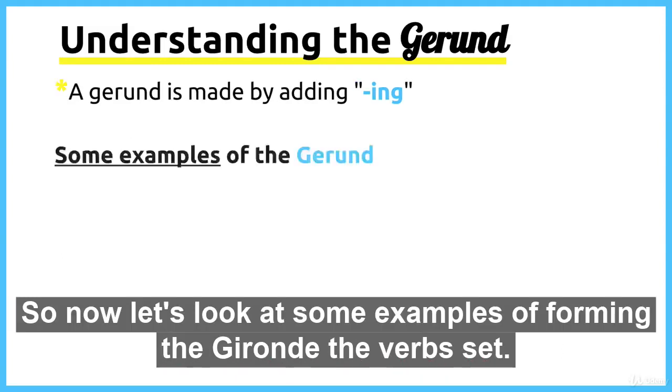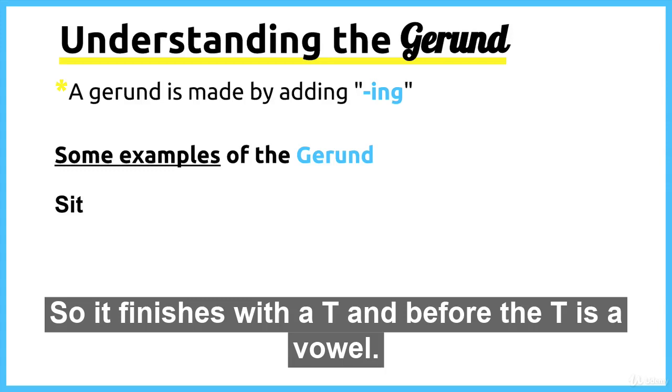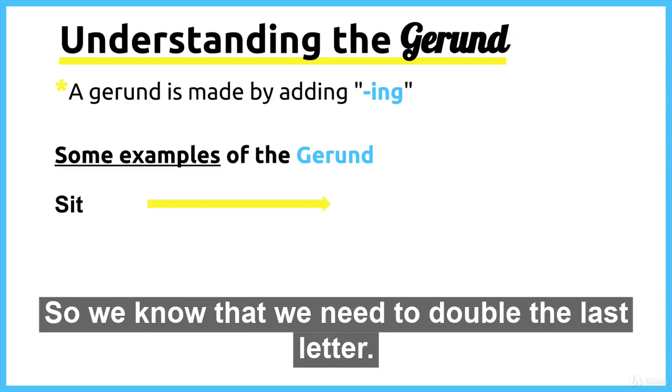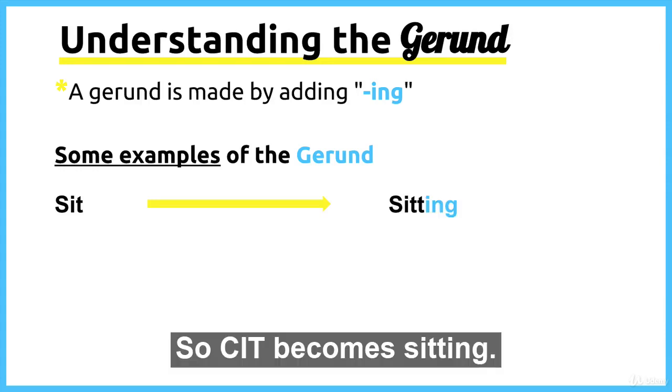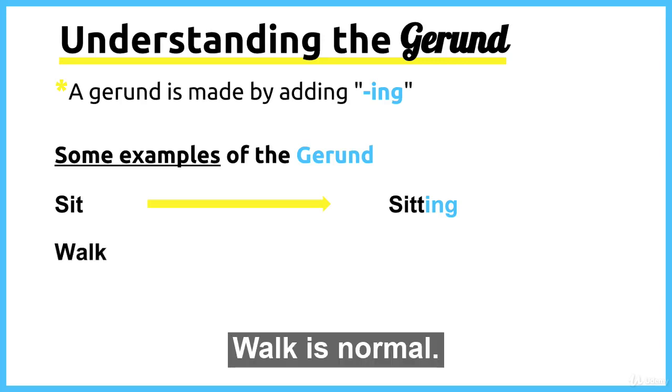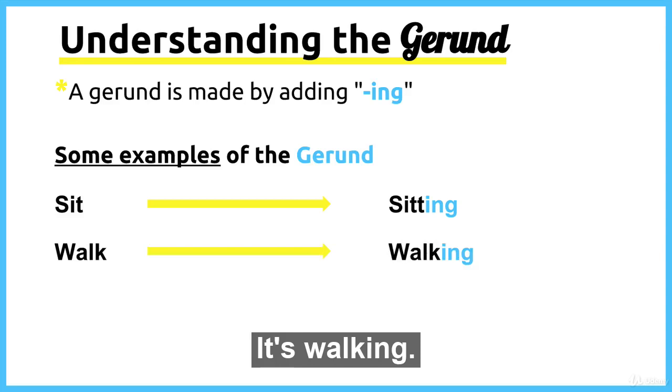So now let's look at some examples of forming the gerund. The verb sit. So it finishes with a T, and before the T is a vowel. So we know that we need to double the last letter. So sit becomes sitting. Walk is normal, it's walking.